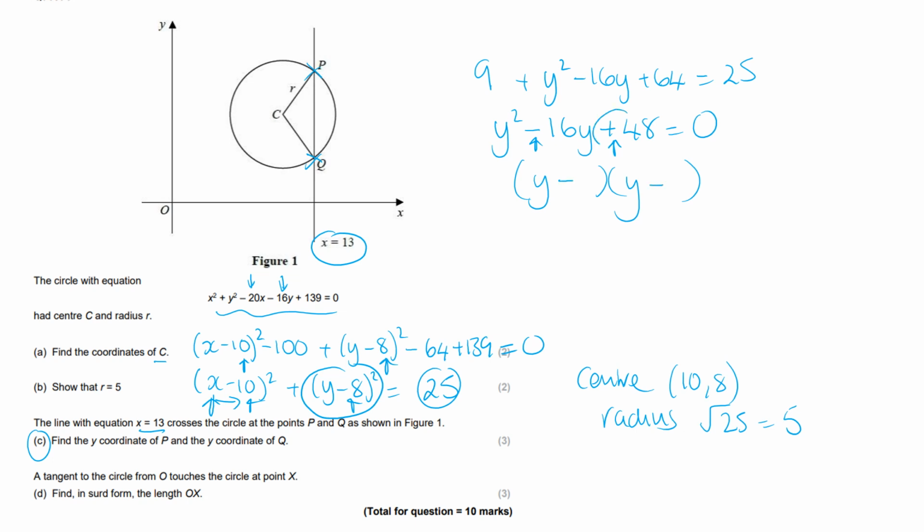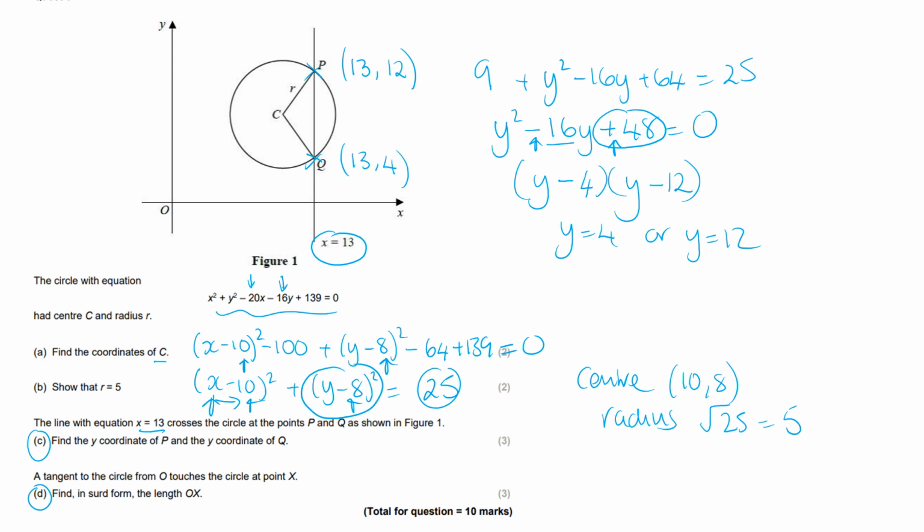We need two numbers to times together to give us 48, but going down, both of them, we're going to end up at minus 16. So that's minus 4 and minus 12. So y is 4, or y is equal to 12. So Q is going to be the point (13, 4), that's lower, and then P will be the point (13, 12).